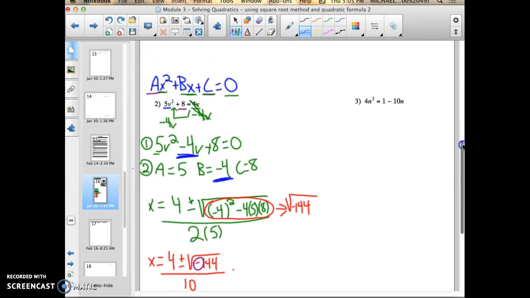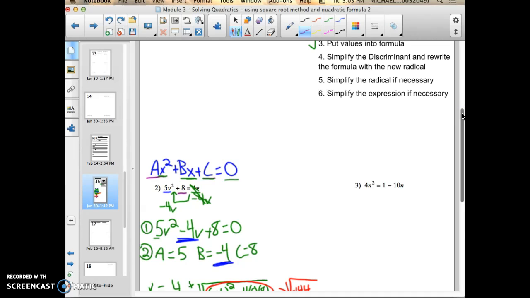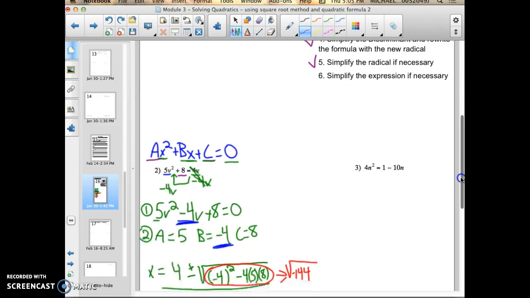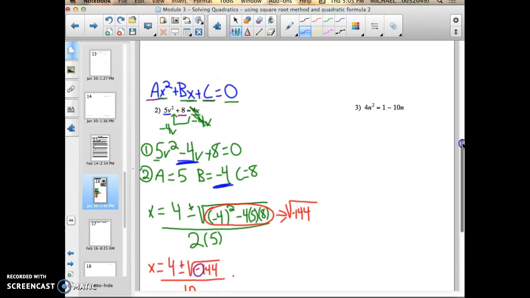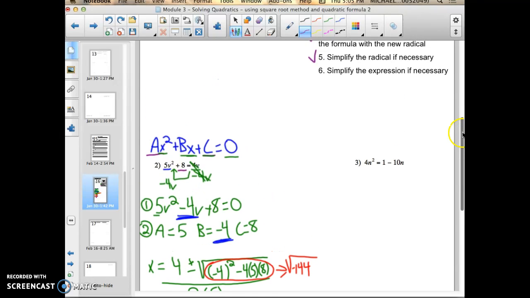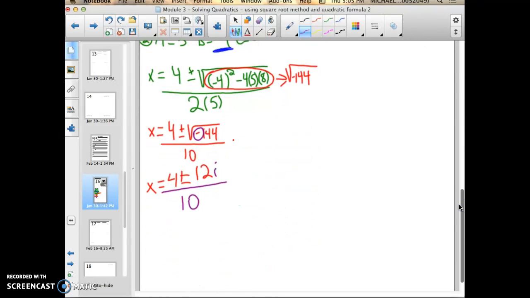So I just did step 5. I simplified. So I rewrote in step 4 and step 5, I simplified the radical if necessary. It definitely needed to be simplified. It simplified from negative 144 to 12i. Now my final step, step 6, is to simplify the expression if necessary. So I'm left with this expression right here. x equals 4 plus or minus 12i all over 10.